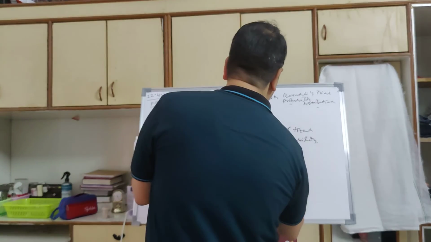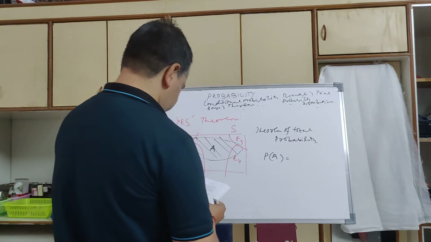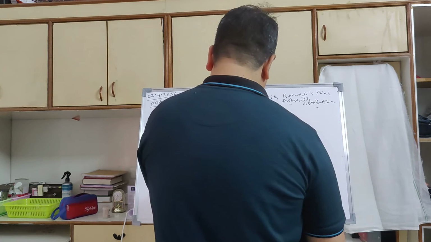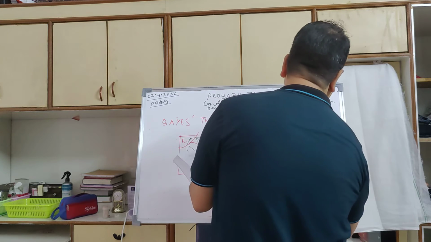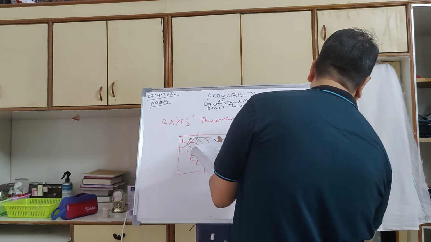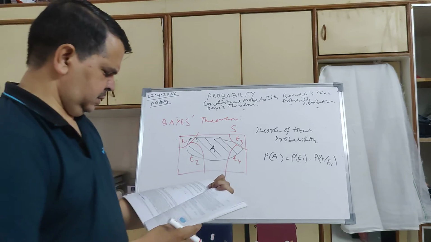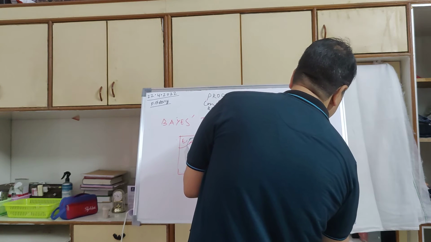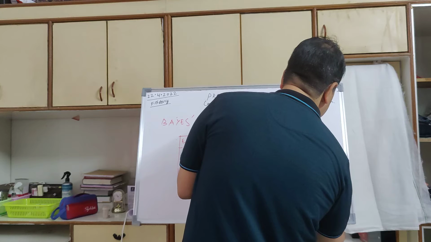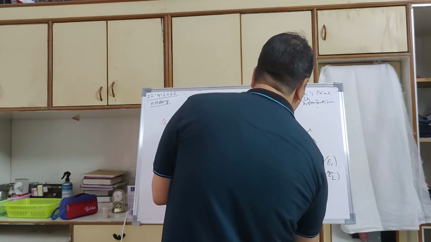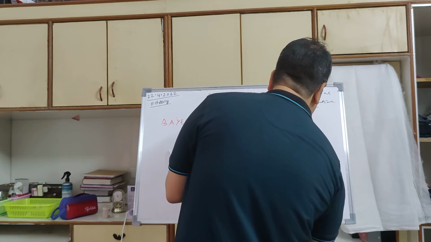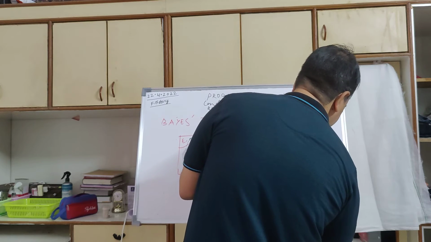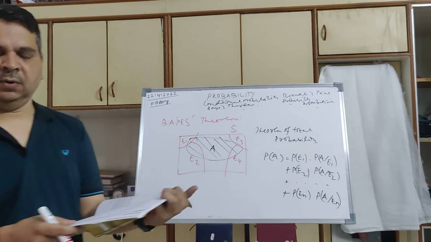What does it say? Probability of A is equal to probability of E1 into probability of A given E1. Like this, same for probability of E2, then probability of A given E2. Then it will go on like this, then probability of En, probability of A given En.